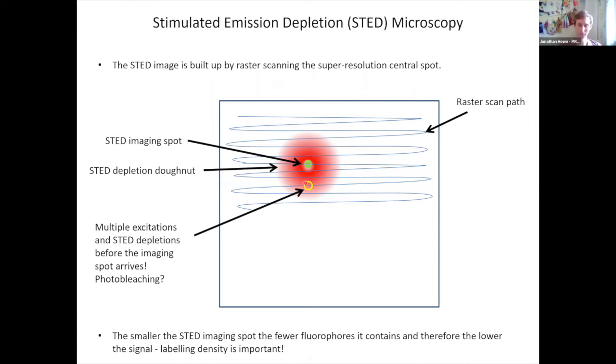Another thing which may have already occurred to you is the fact that the imaging spot is much smaller, and therefore the number of fluorophores is going to be much less. So your signal is much lower when you turn on the STED laser. And both of these things mean it's very important to make sure your labeling density is really high and your fluorophores are really resistant to photobleaching.